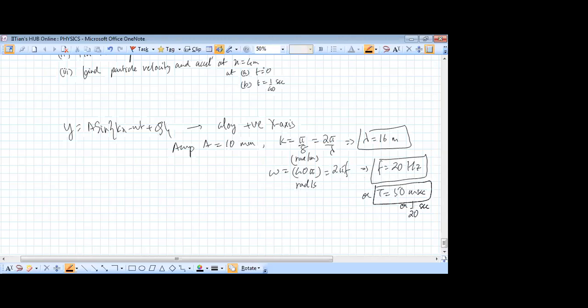So these are all these basic things. And you can see that the propagation velocity is f lambda or omega by k. So that is becoming 320 meters per second along positive x axis. That is the wave propagation velocity. So that's about these things.